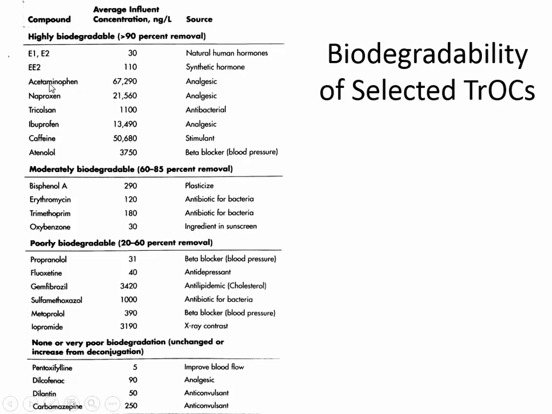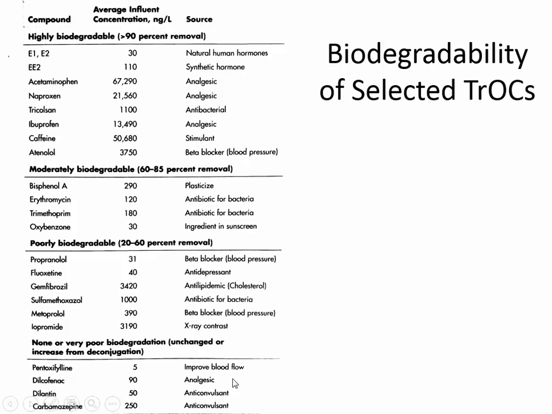Like acetaminophen, Tylenol, pain reliever, will have concentrations as high as 67,000 nanograms per liter. So I guess we as a society take a lot more acetaminophen than we do naproxen. Naproxen sodium is also an anti-inflammatory pain reliever. But then some of these are not as biodegradable. They stick around in the environment.